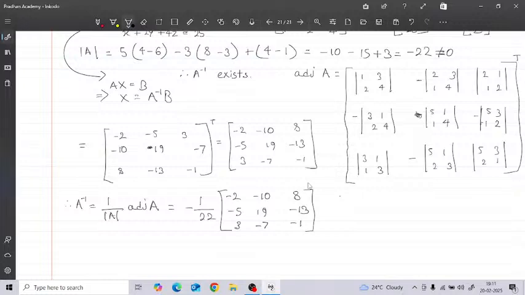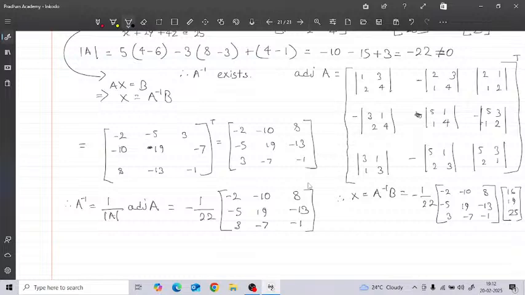Okay, so let X equal A inverse B. Now what is A inverse? 1 by 22 times the matrix minus 2, minus 10, 8, minus 5, 19, minus 13, 3, minus 7, minus 1. What is my B? My B matrix is 16, 19 and 25.